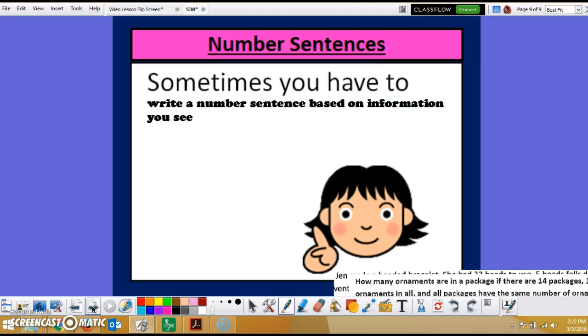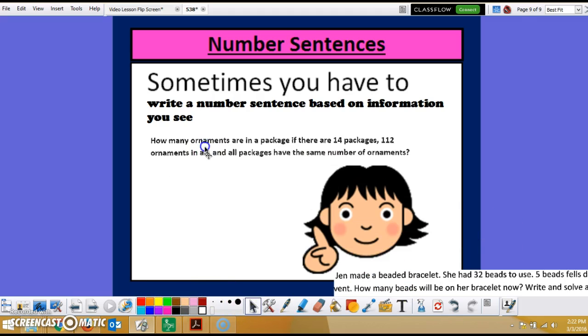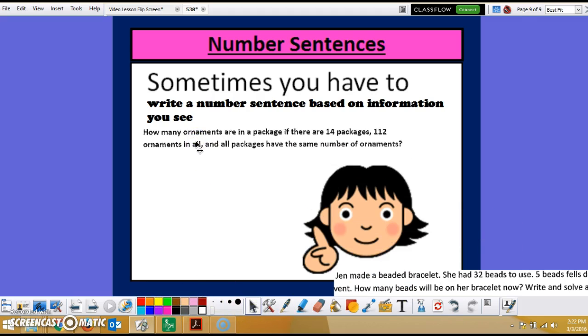Sometimes you have to write a number sentence based on information you see. For example, if you were given this information here, how many ornaments are in a package? If there are 14 packages, 112 ornaments in all, and all the packages have the same number in them, what I would do is I would suggest reading this and start writing down what you're seeing. For example, we know that the overall answer to this equation is going to be 112 because it tells you in the sentence. 14 packages, 112 ornaments in all.